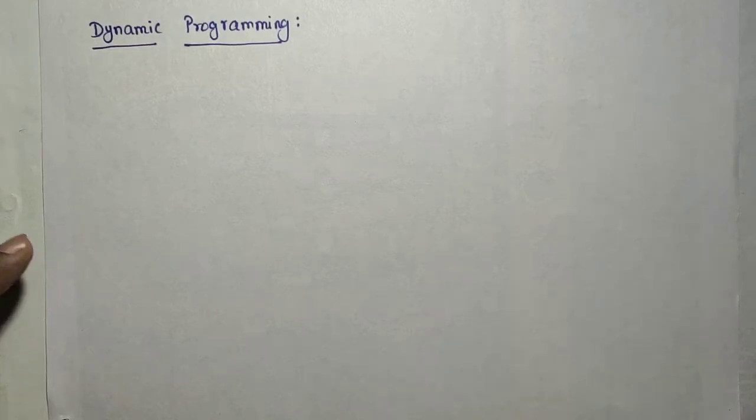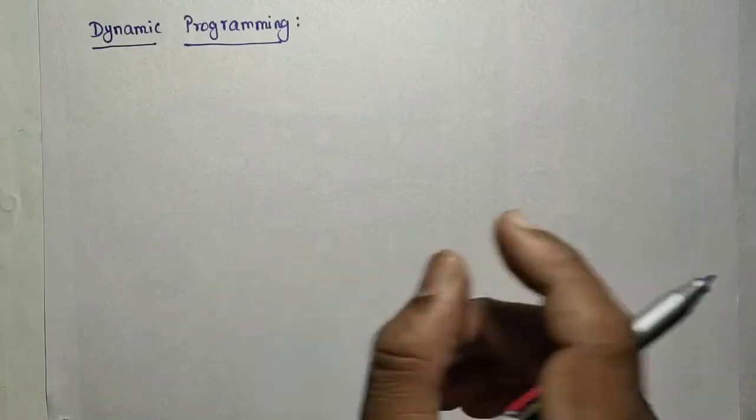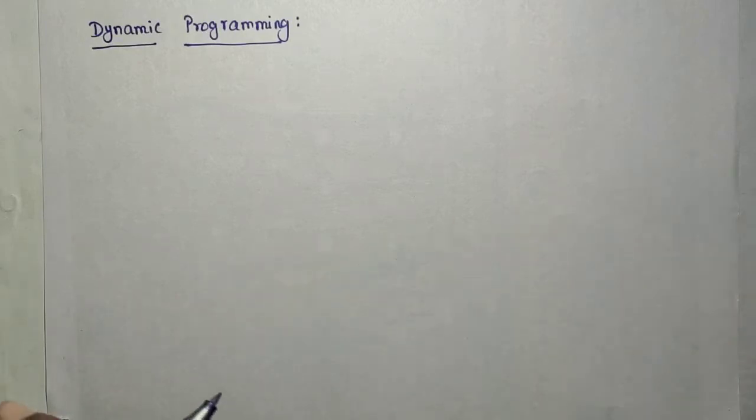So this is the logic for both dynamic programming and divide and conquer. But the difference is, divide and conquer is applied when the subproblems are disjoint. Disjoint means independent subproblems. It means one subproblem is not depending on another subproblem. So the subproblems are solved individually, and finally the solutions are combined.